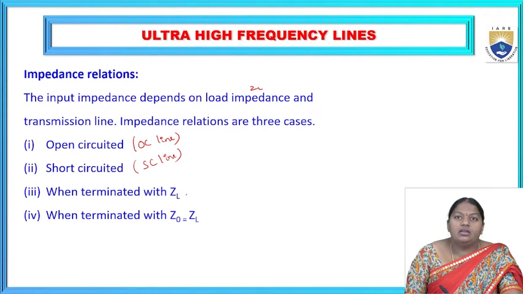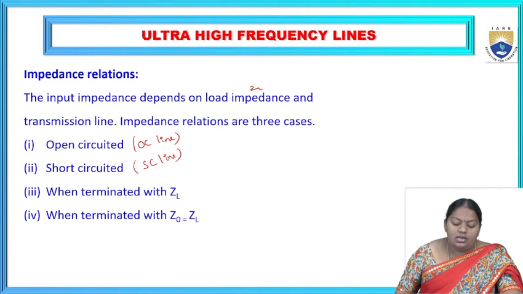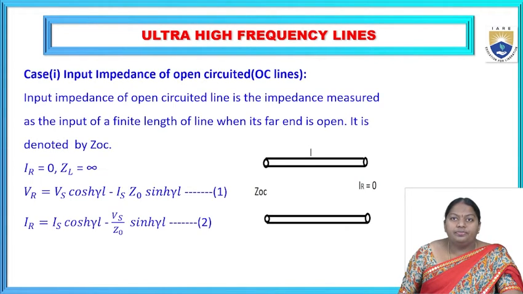Then the third is when the line is terminated with ZL, and it is also terminated with Z0. Okay, so there are three cases in the impedance relations. Generally, we are going to consider one, OC lines, next, SC lines, followed by the case where the line is terminated with ZL, where we calculate the input impedance of a transmission line. Open circuited lines, in short OC lines, whereas short circuited lines are called SC lines. Now, in detail, we are going to analyze the impedance calculations of the three cases.